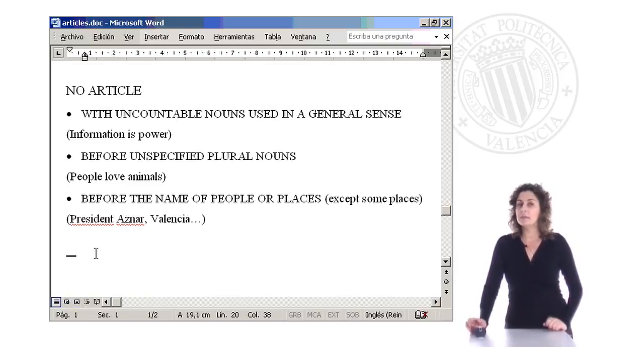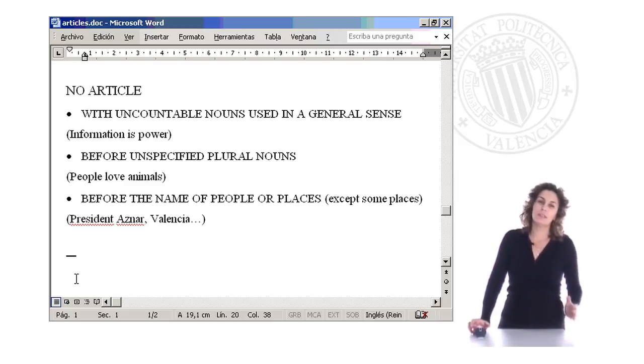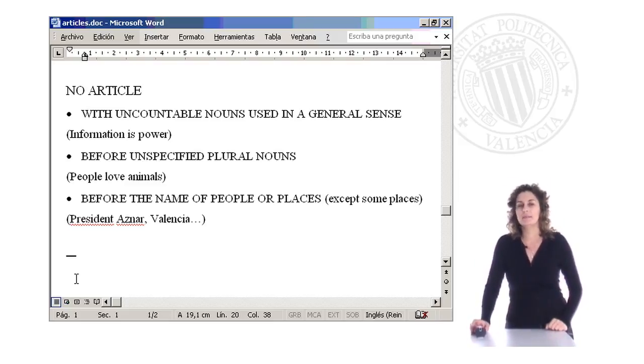And finally, before the name of people or places. Valencia, for example, or here I have an example that really is a bit outdated. Well, it should be updated, that is President Aznar, ex-President Aznar, right? We should say now President Zapatero. But before this, we don't use the article. Okay? Then remember all the rules. The use of the article is not very difficult, but quite a lot of the errors are produced because sometimes you don't know how to use the adequate article. Then my advice, you have to practice.